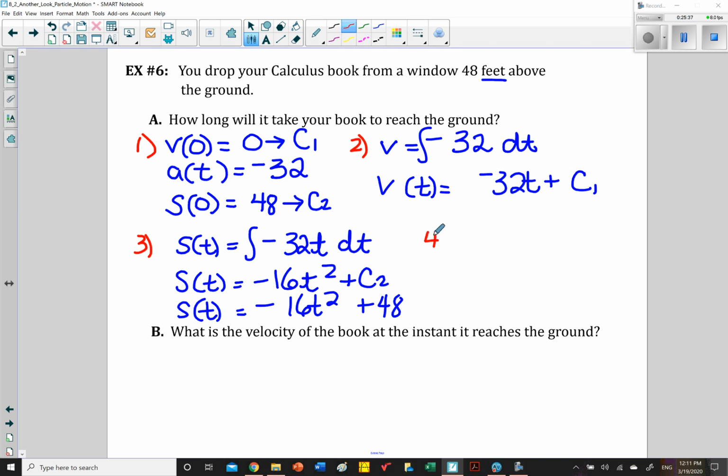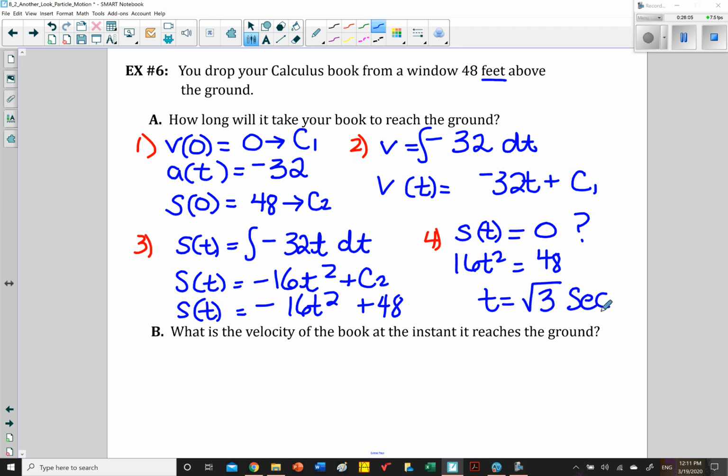And now we can answer the question, how long will it take your book to reach the ground? So the question is basically this: when is s of t going to be 0? That's what we need to answer. So when is 16 t squared equal to 48? When t is plus or minus the square root of 3. But in the real world, we don't have negative time. So the square root of 3 seconds it takes, or about 1.7 seconds, to reach the ground.